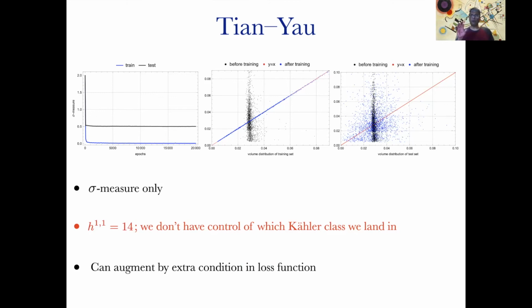Now, this is a manifold with H11 equals 14. So we don't have control of which Kähler class we land in when we use even the combined loss function that I talked about previously. We need to augment this loss function by extra conditions that preserve the Kähler class. And rather than initializing with random data, we should initialize with the Fubini-Study metric and try to preserve the Kähler class of the Fubini-Study metric as we learn the flat metric. We're working on this, and I hope to report a better metric on Tian-Yau and other manifolds at H11 bigger than 1.